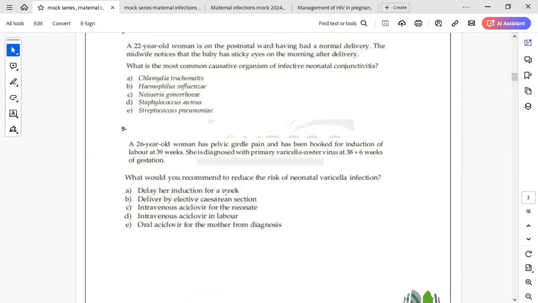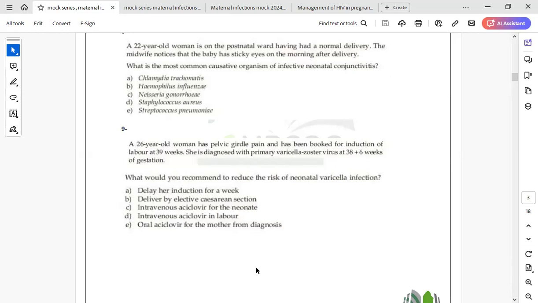Previous question here: delay induction for a week. This is the only thing that can reduce the risk of neonatal varicella now. You know why we delay the induction for a week? We are giving time for the antibodies that the mother is going to develop to reach the baby, what's called seroconversion. The mother now is infected, her body is going to produce antibodies, and those antibodies can reach the baby. So I'm just giving her time for those antibodies to reach the baby.